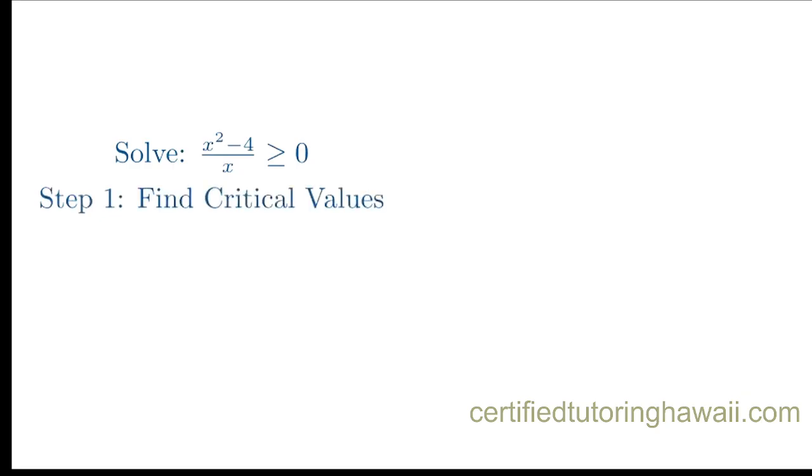Let's work through one more, slightly more complex example to solidify our understanding. This time, we want to solve x squared minus 4 over x is greater than or equal to 0. Step 1. Find critical values.